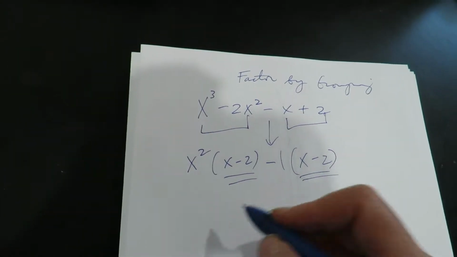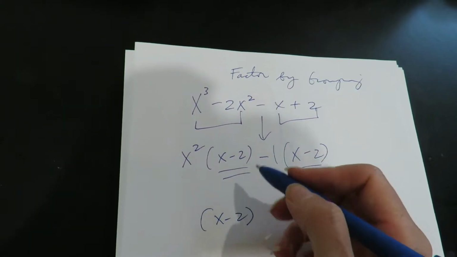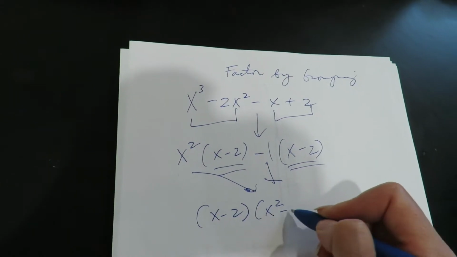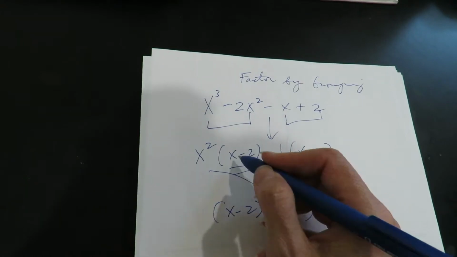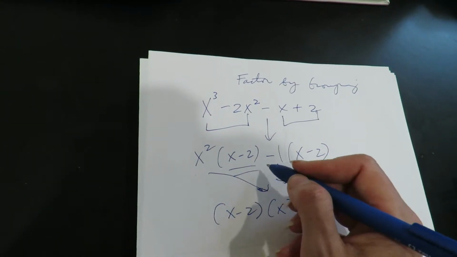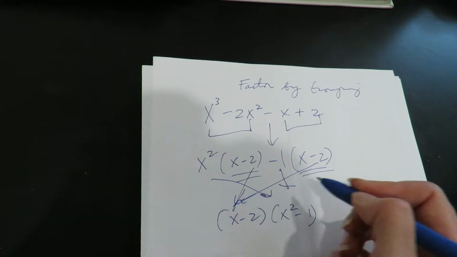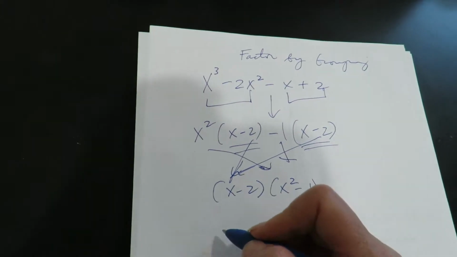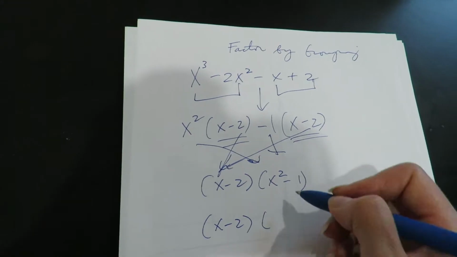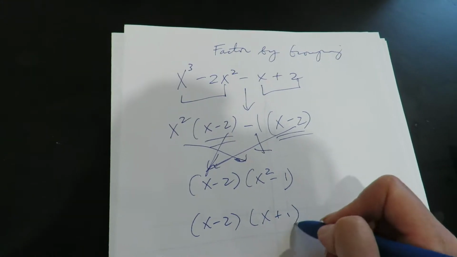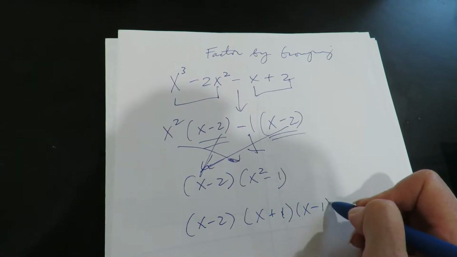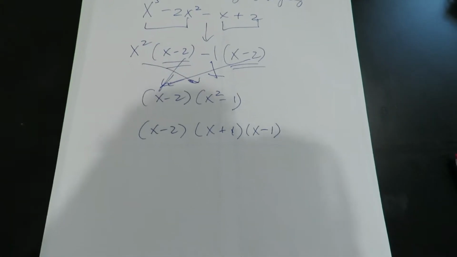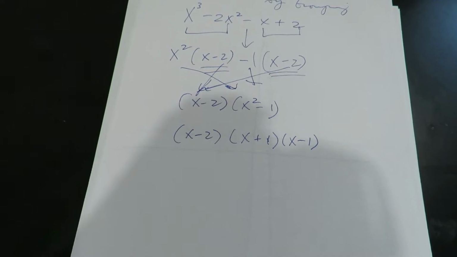Now you take out the common binomial, which is x minus 2, and then the leftover would be x squared minus 1. So once I take out the common factor of x minus 2, I'm left with x squared minus 1 as the leftovers. And x squared minus 1 is a difference of perfect squares, so it breaks down further. Okay, so that's what we're going to get. Let me just write that on my other sheet of paper. Just give me 1 second.